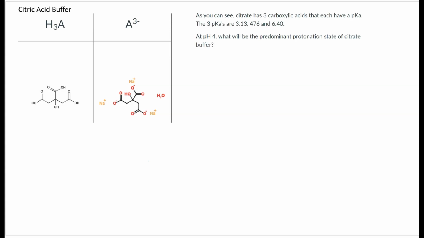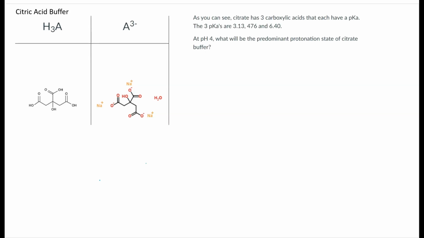Okay, in this problem, you are asked to find the predominant species of citric acid buffer at pH 4. Citric acid is a polyprotic weak acid, and it actually has 3 ionizable groups. They're all carboxylic acids.